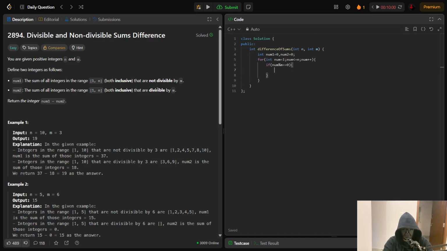The numbers which are divisible by m have to be summed into num2, so num2 plus equals num. Else, if num modulo m is not equal to 0, which means it has a remainder and is not divisible by m, that goes into num1, so num1 plus equals num. At the end we return num1 minus num2. Let's try to run the code.